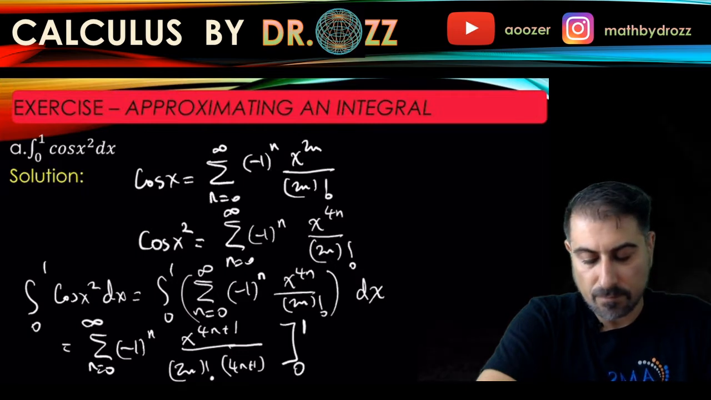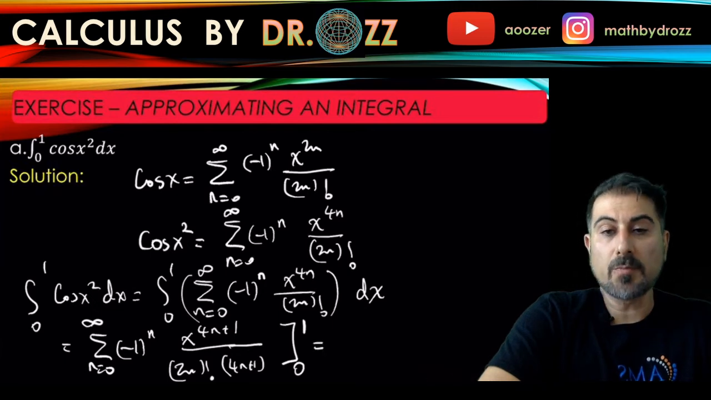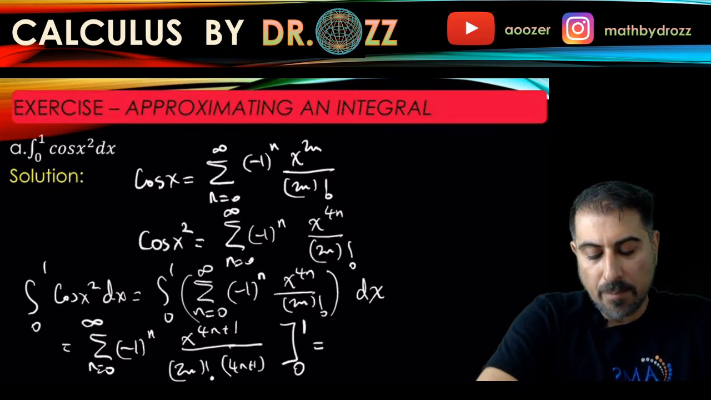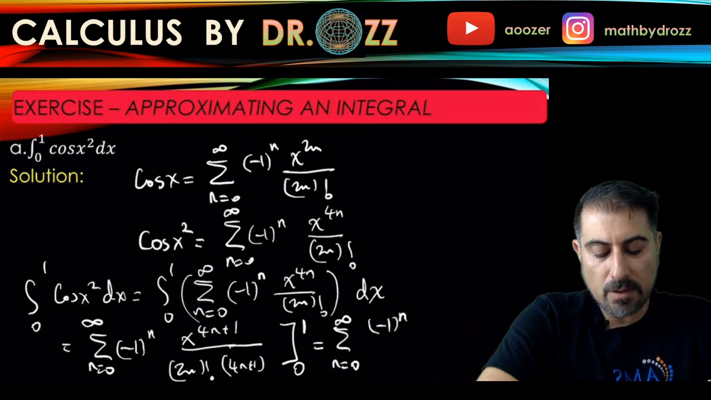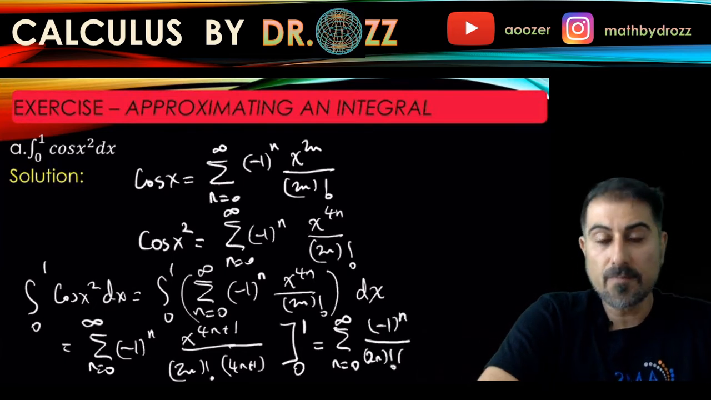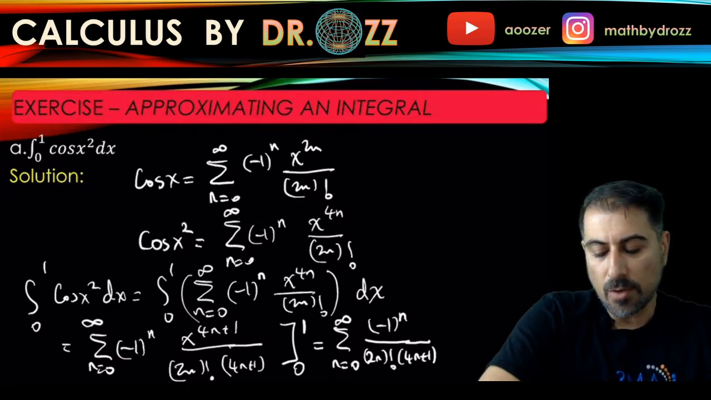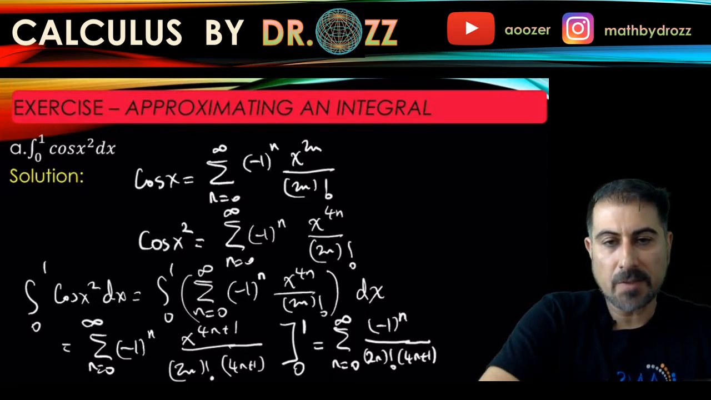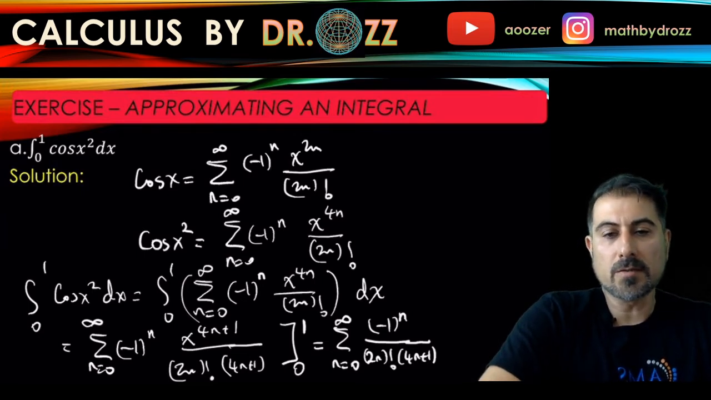When you plug in 1, this is 1 to the power of 4n plus 1, so that's going to take you to 1. Then you're left with minus 1 to the n over 2n factorial times 4n plus 1. That's us plugging in the upper limit. If you plug in the lower limit, it's going to be all 0, because all of the terms in the infinite series, if you expand them out, have x in them. So when you plug in 0 for x, those terms are gone. So 0 doesn't contribute anything towards the integration here.